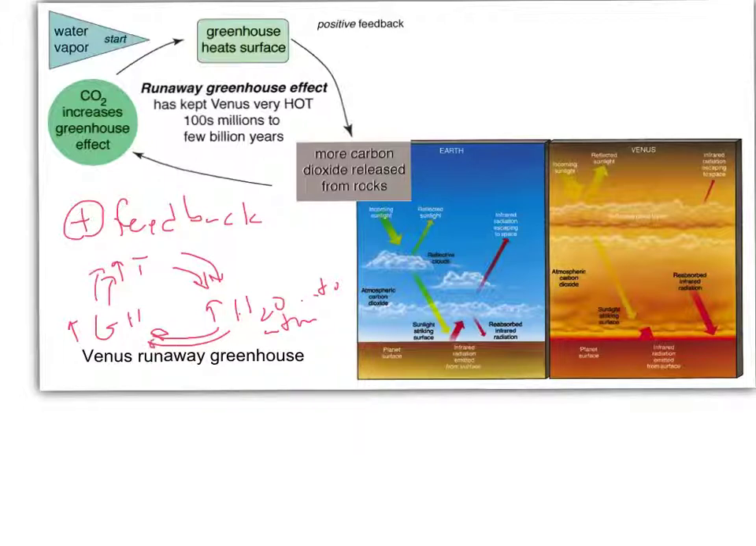And as we talked about before, this process would eventually result in the loss of any early ocean that Venus might have had, with all of the water vapor up in the atmosphere.